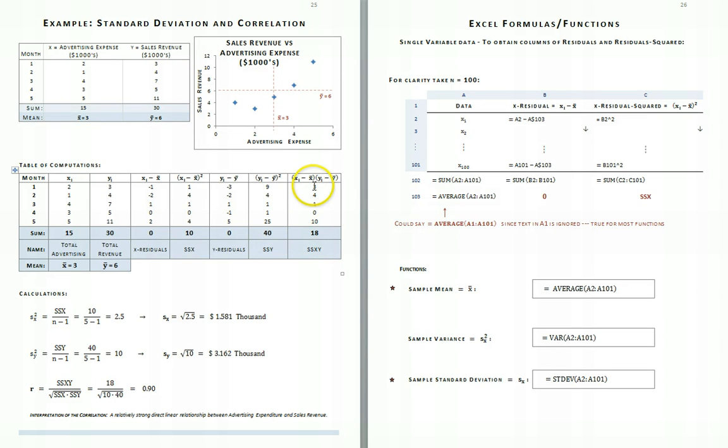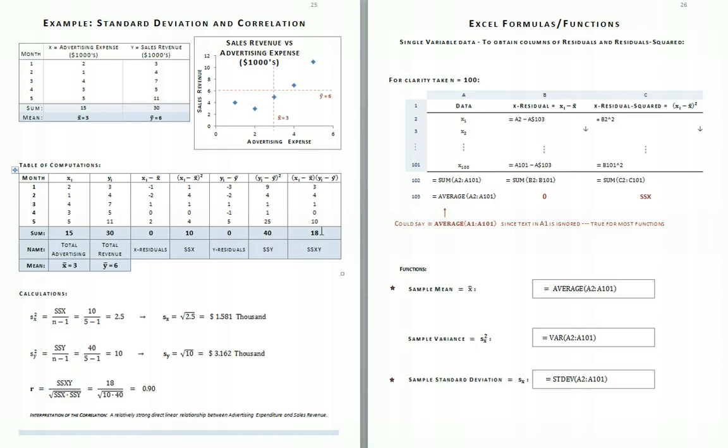And here's our new column of advertising expenditure residuals times sales revenue residuals. So we go minus 1 times minus 3 is plus 3. Minus 2 times minus 2 is plus 4. 1 times 1 is 1, and so forth down the column. Summing that column, we have SSXY is 18.